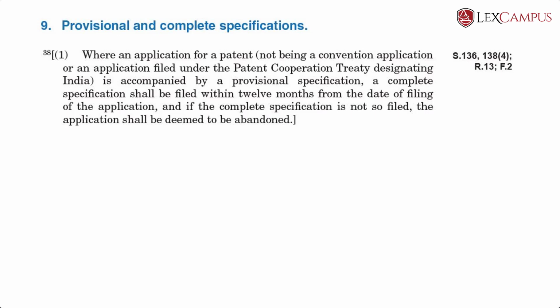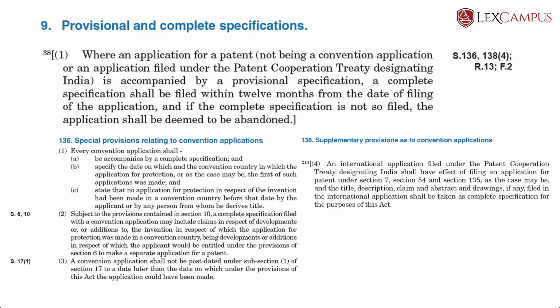Now, this is a phrase which you need to understand, because this phrase appears in other parts of the Act, and there is also a parallel phrase which is called deemed to be withdrawn. Deemed to be abandoned is a phrase which we will understand as the patent application expiring because of the inaction of the applicant. Something was required to be done by the applicant, the applicant did not do it, which led to the cancellation or the expiry of that application. That cancellation or that inaction is deemed as an abandonment by the applicant.